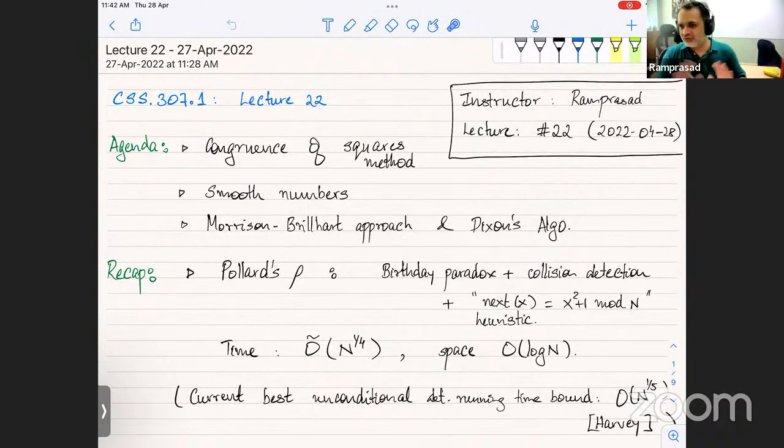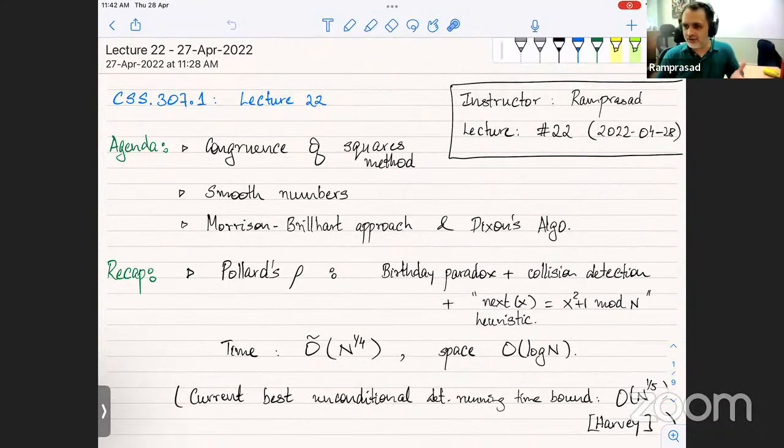Expect some collision after about root t such samples. Now, once you have a deterministic version, it's perfectly suited for this hare and tortoise algorithm that we saw last time. Because then it just feels like you have a loop and you're trying to figure out, can I get a collision somehow? And we combined the two together.